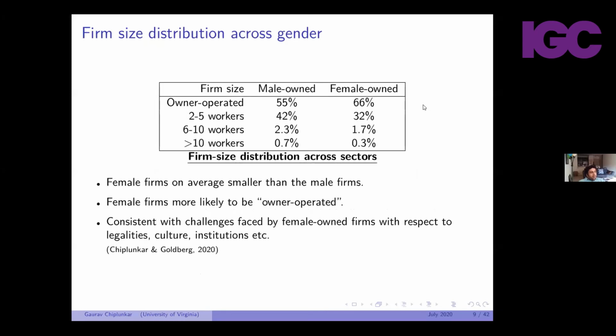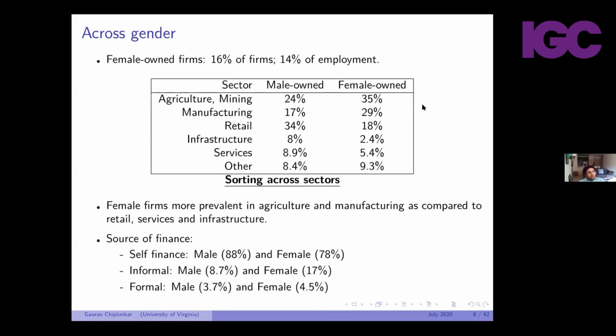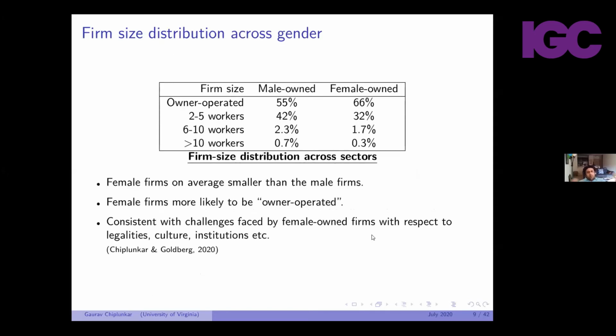The other part about gender is, so this distribution was across industries and finance. You could look at the same distribution across ownership in terms of size, right? So again, where you see the largest share is 2/3 of female-owned firms are basically owner-operated, which means that they have basically one person working in that firm. So these are very, very small firms, mostly household enterprises, if you want to think about it that way, right?